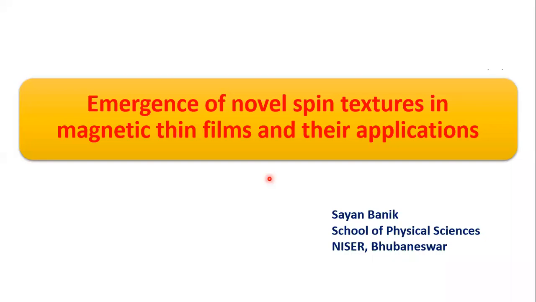Thank you, Shidipto, for the introduction. Today's talk, I will discuss the origin of different spin textures in magnetic thin films and their application. Magnetic thin film means one layer of atoms in a plane. It's a 2D material of thickness of the order of angstroms.